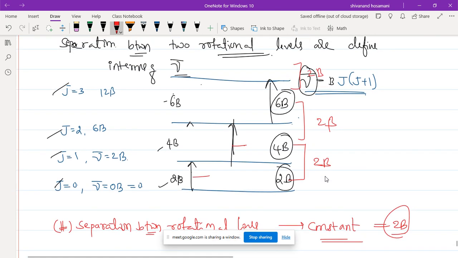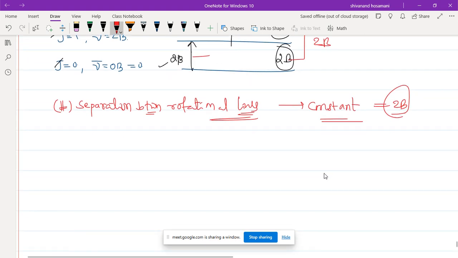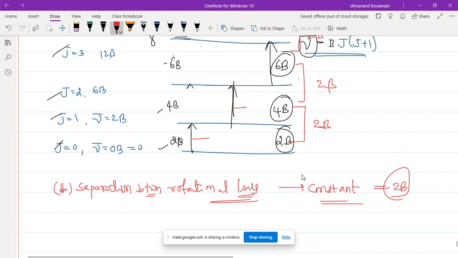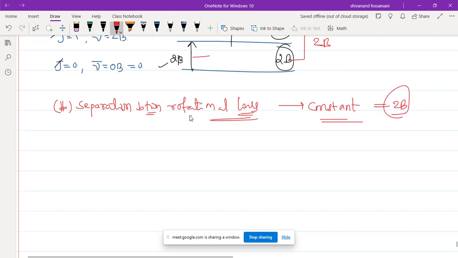Lines mean the emitted radiation when a transition is taken; when you observe the emitted radiation one after another, they have a 2b difference. Correct. Now look at the levels: 2b, 4b, 6b, the difference is increasing. This is in case of a rigid rotator spectrum, and moreover, the separation between the levels increases as J increases. Separation between the lines, the rotational lines, is constant. Remember this point, this line is always constant.